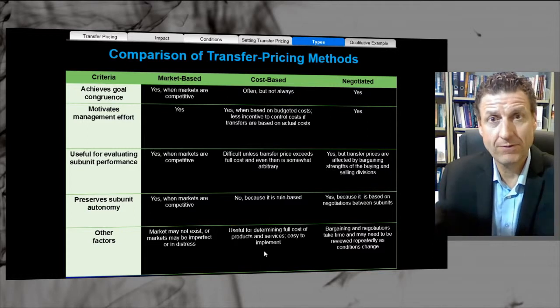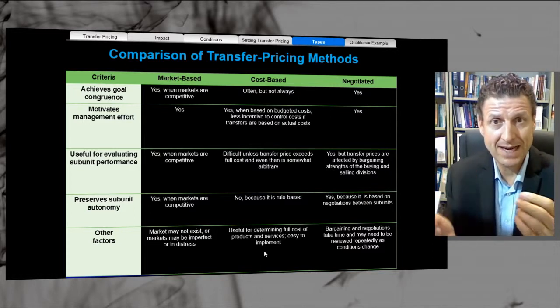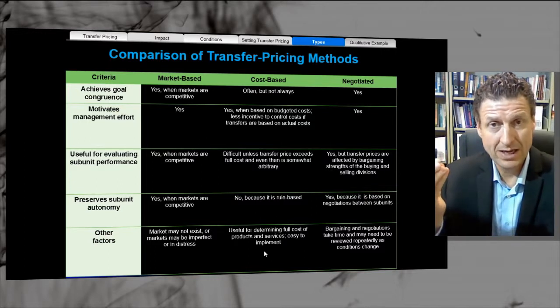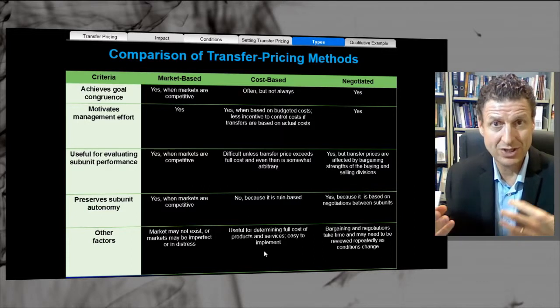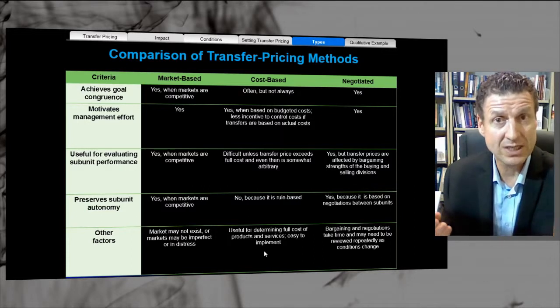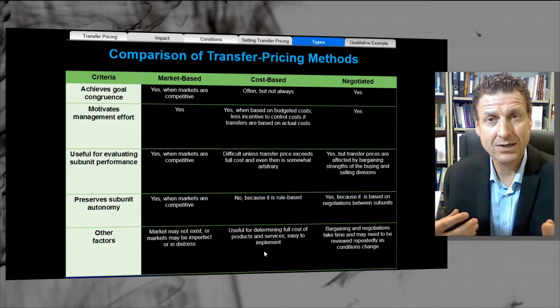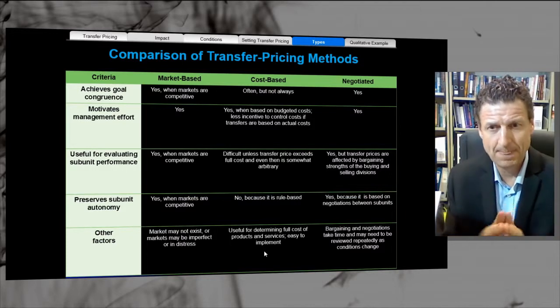And it's useful for evaluating subunit performance. Yes, but it's affected by the bargaining strength. If one division is stronger than the other, then they may win greater margin in that transfer price that benefits one division, and it leaves the other division that is weaker in terms of bargaining power. They may not have as many options, and so their subunit performance looks worse just because their bargaining power is weaker. So you've got to be careful about that.